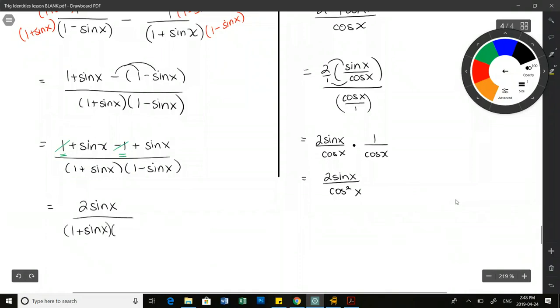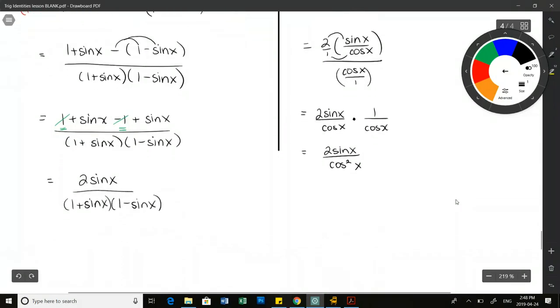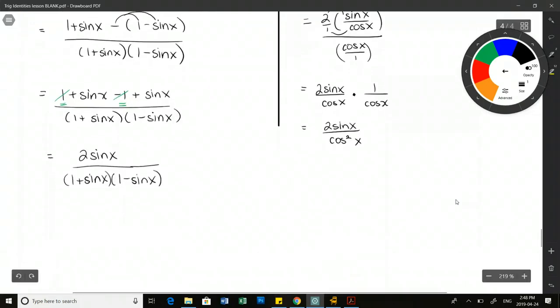Ideas as to what we can do to the bottom? Remember, we want this to be equal eventually to cos squared x. So what should I do with the bottom here? Difference of squares, so we're going to FOIL. And when I FOIL the difference of squares, can somebody tell me what I would get here? 1 minus sine squared x. Yeah, 1 minus sine squared x. Very good. So we're FOILing the difference of squares.